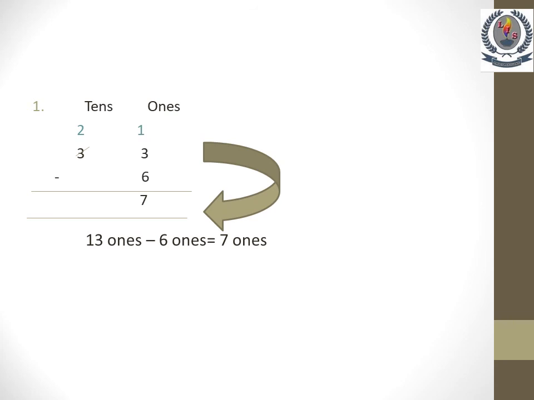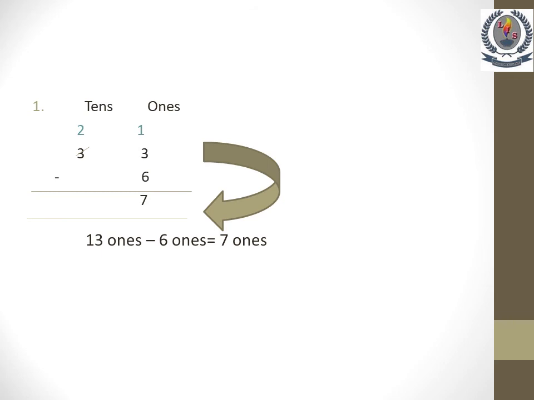In the first step, we subtract the ones. We cannot subtract 6 ones from 3 ones. So, we have to regroup the tens in 33 into tens and ones. As we saw earlier, we can regroup 1 of the tens into 10 ones, so we have two tens and thirteen ones instead of three tens and three ones.